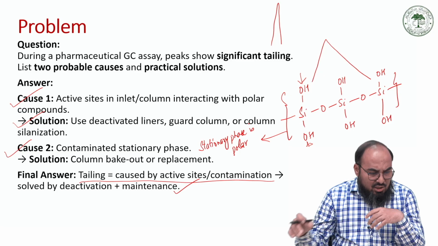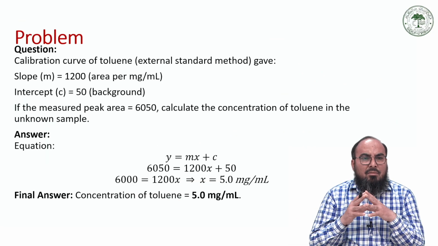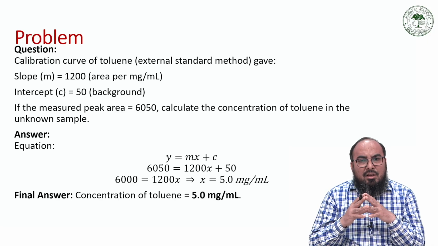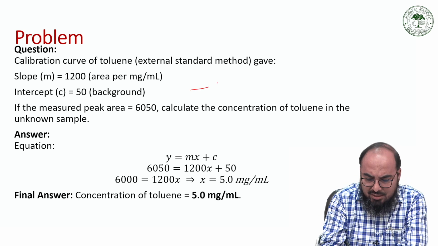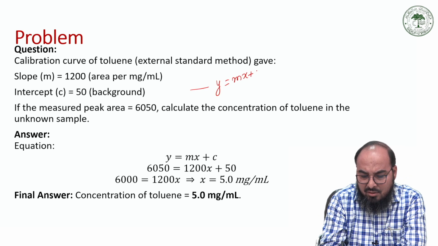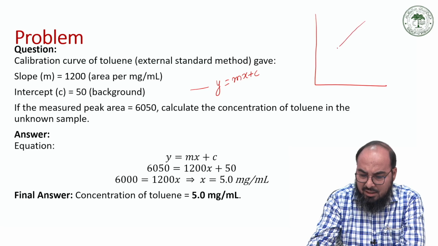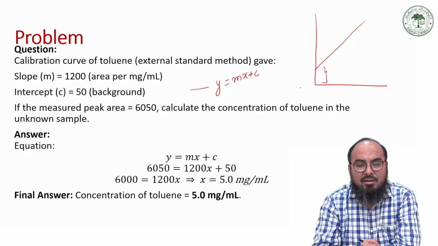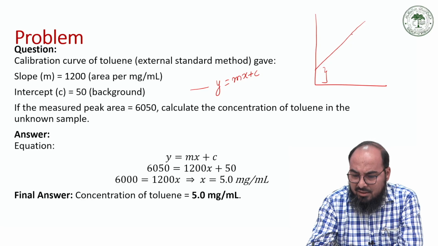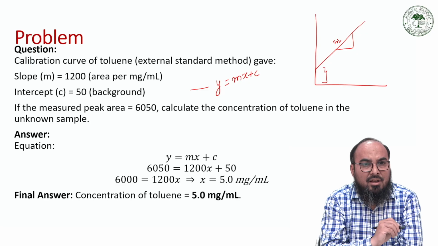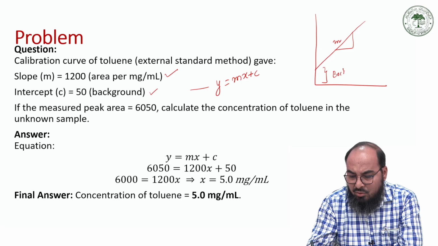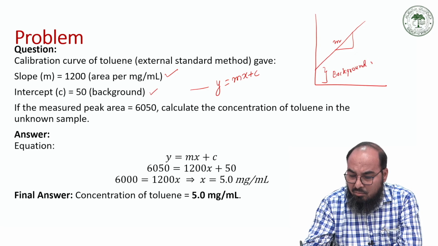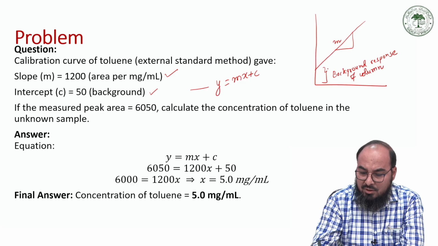So this is how you actually solve the real life problems. Similarly, another problem: your calibration curve of toluene, which is the external standard method, gave you a slope. You are using the same y = mx + c. You have a calibration plot and it is cutting like this. This c is the response which we have noted, and this is the detector response, slope m. So m is given to you, c is given to you, that is called the background response of the column.